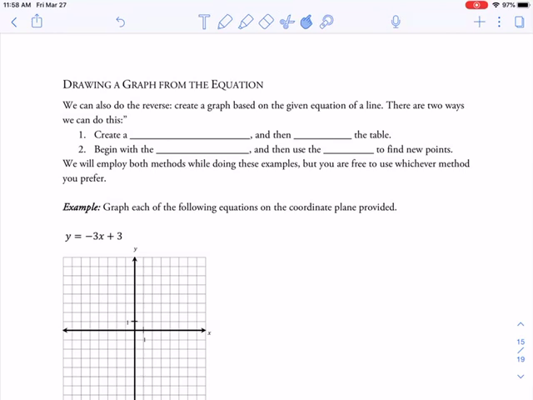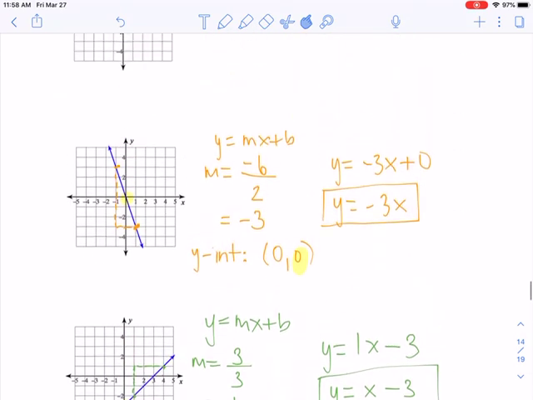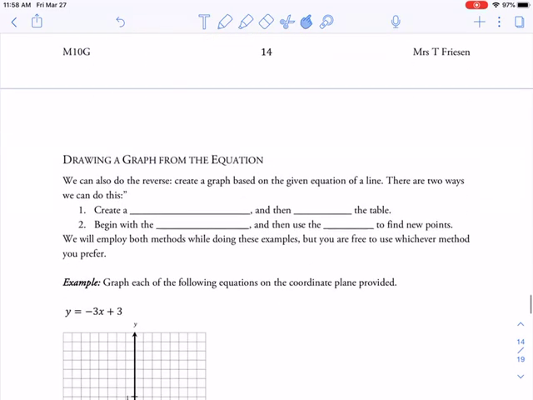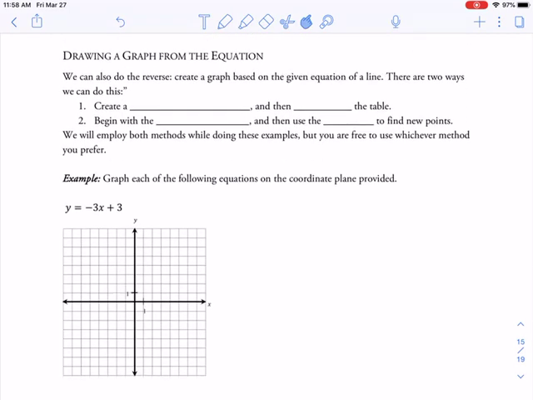Welcome back. Okay, let's do the next part of this lesson. So I'm on page 15. This video immediately follows what we were doing here when we found the equation of the line for a bunch of these graphs. Okay, so now we're going to do the opposite. We're going to draw a graph when I've given you the equation.